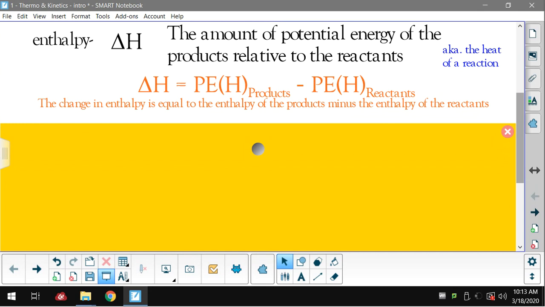The way you calculate this is you calculate the potential energy of the products and subtract from that the potential energy of the reactants. Those terms would be given to you if you needed to calculate those, but that is not something you will need to do in Regents chemistry nor honors chemistry. That's something for AP chemistry. So the change in enthalpy is equal to the enthalpy of the products minus the enthalpy of the reactants. That's how you calculate it. Yours will just be found on table I.